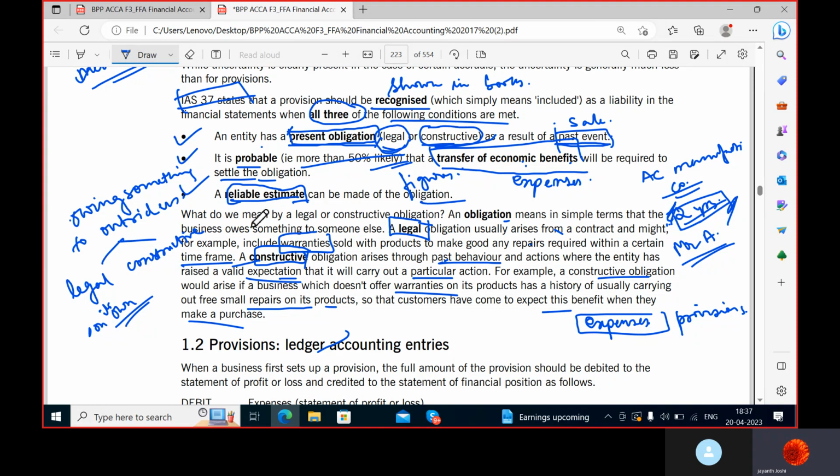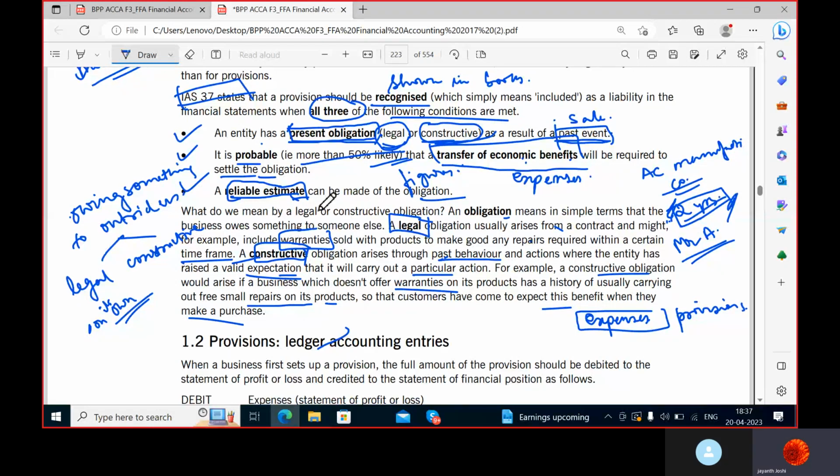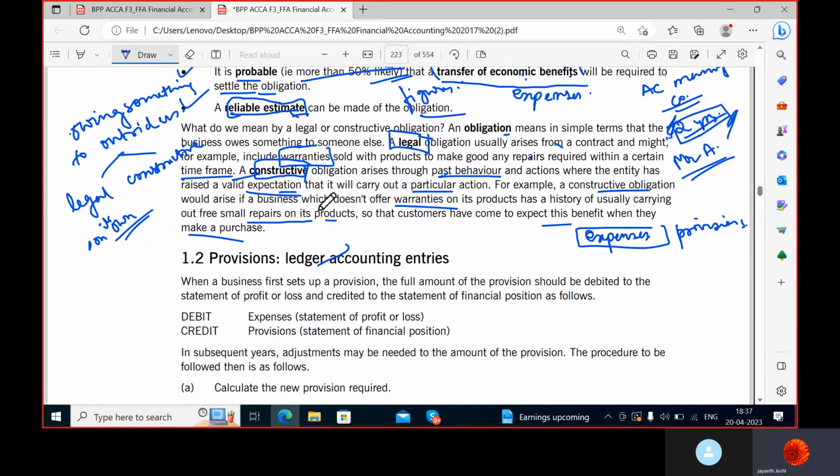Tell me, all these 3 points are clear? How we show or how we recognize provision as a liability? Yes, ma'am, they're clear. All clear, definitely? Yes, ma'am, definitely. Okay. So now we'll go through the accounting entries.